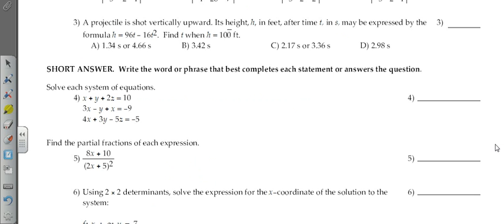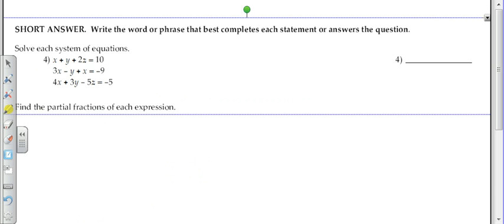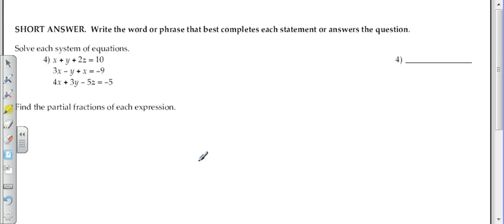Now, in this one, we have to solve for x, y, and z, right? Well, what I would do is take my calculator and go second function, system solver, 3 by 3, and put in a 1, and a 1, and a 2, and a 10, and then a 3, and a minus 1, and a 1, and a minus 9, and then a 4, and a 3, and a minus 5, and a minus 5, and tell it to solve it. It would tell me that x is equal to minus 2, and y is equal to 6, and z is equal to 3.